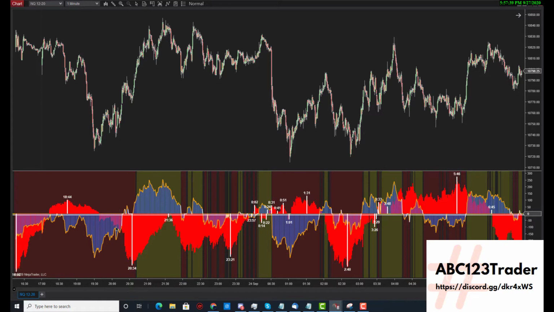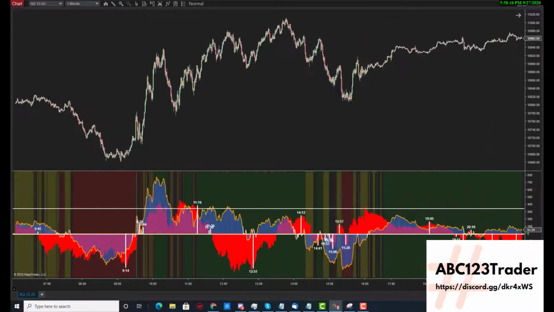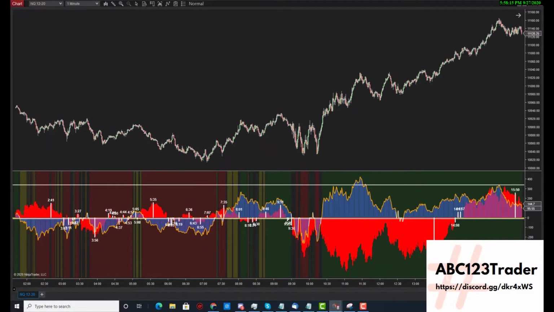When you look at the reddish orange histogram versus the blue histogram, the orange red histogram is previous market data, and the blue is what you're currently trading. What we want to do is find a correlation between the two. You can actually see how the market moves.